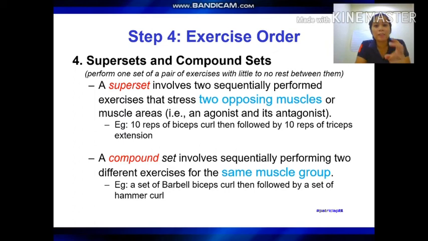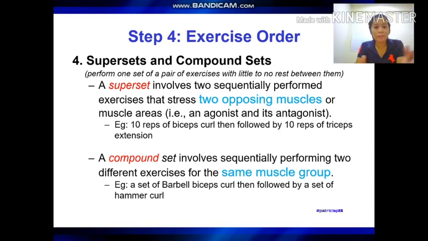A superset, 2 exercises, 2 opposing muscles, so there must be agonist and antagonist, performed with no rest, back to back. Okay, saya ulang. Superset, 2 exercises, 2 opposing muscles, for example agonist and antagonist, no rest, back to back. On the other hand, compound set, 2 exercises, 1 muscle group, no rest or minimal rest, back to back.